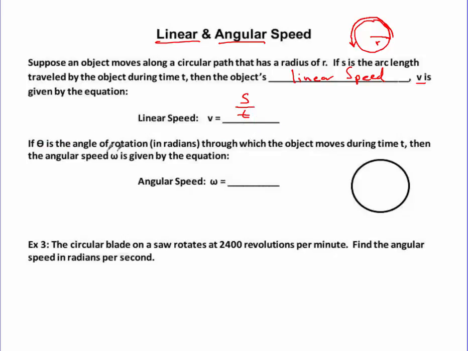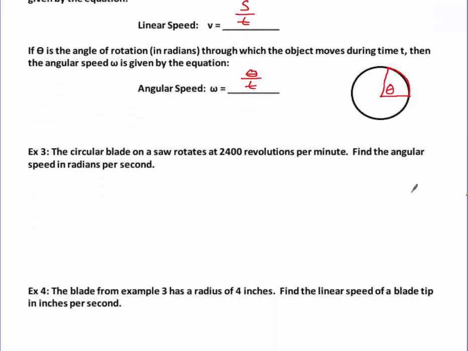Okay, the next formula, if theta is the angle of rotation in radians, so here's theta, and here is our distance traveled. So theta is the angle through which the object moves during time t. Then the angular speed, w, is given by this equation. W equals theta divided by time. And again, this is just like distance divided by time, except it's how far did the angle open. All right, one little thing here, theta in radians. Okay, you get used to that.